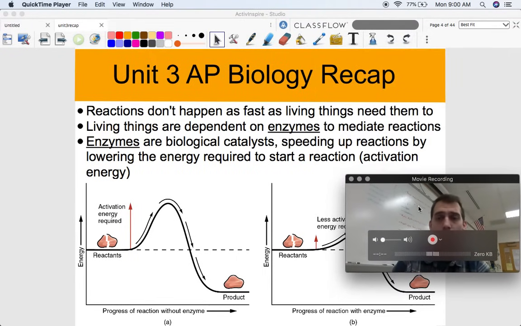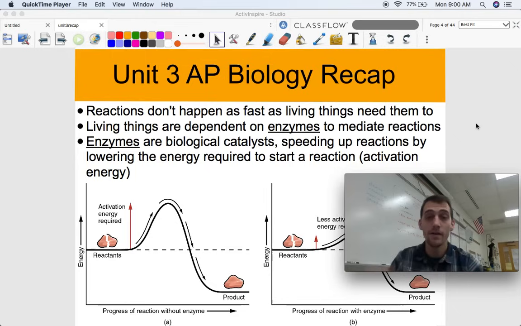Since life itself is a very complicated array of chemical reactions, and chemical reactions are required to convert one form of energy to the next, reactions are super important, and living things have to make sure that their reactions are happening in the ways that they want, when they want, and at a faster rate, and that's where enzymes come in. Reactions don't happen as fast as living things need them to. Living things are dependent on enzymes to mediate reactions. So topics 3.1, 3.2, 3.3 are all about enzymes.